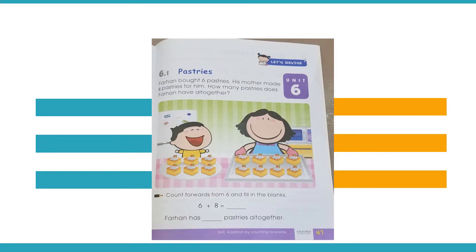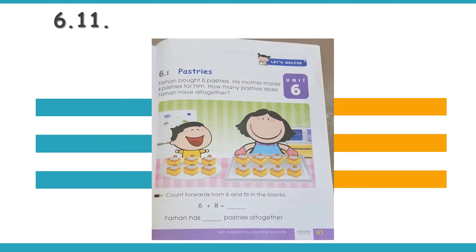Everyone take your C2 Maths workbook, page number 41, unit number 6, the last unit of this book. Look at your screen. I'm talking about this page number 41, and this unit activity is about pastries. Everyone hold your pencil. Before doing this page, you know very well what we always do.